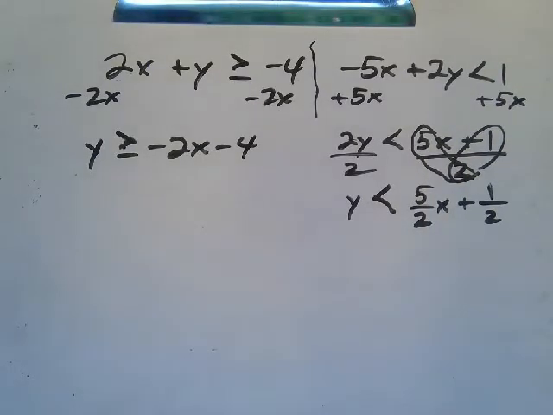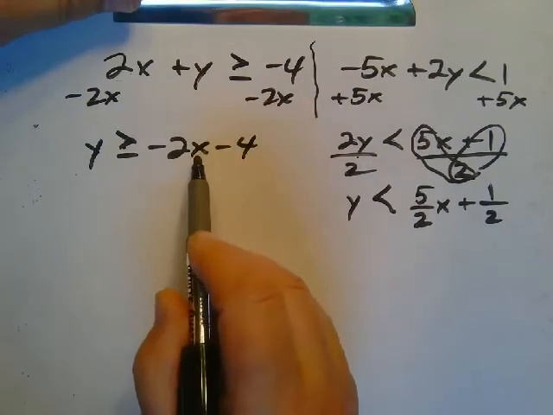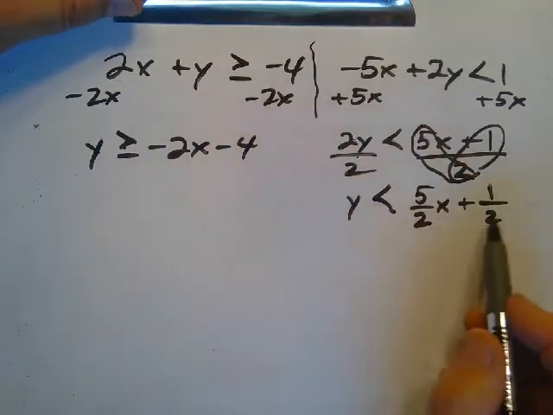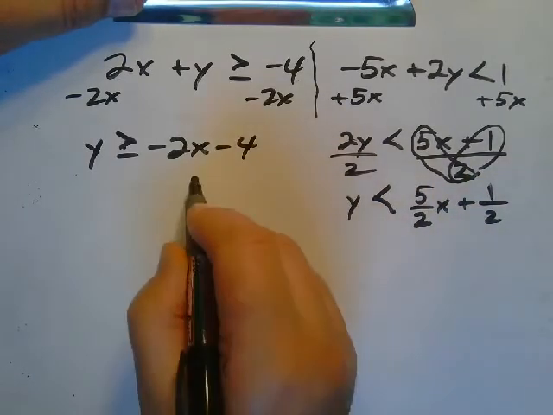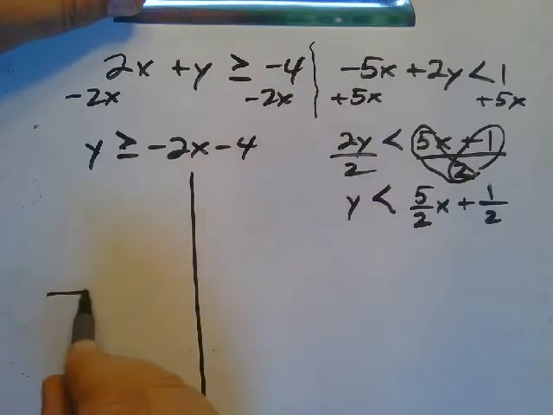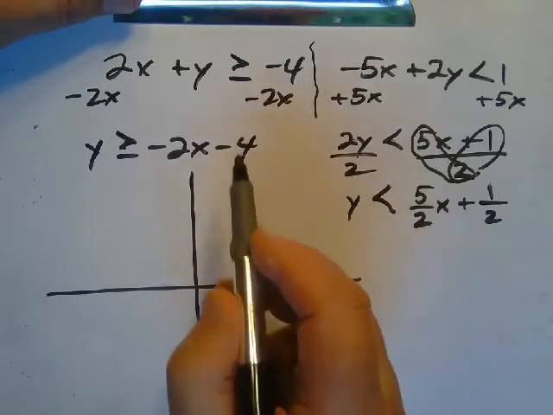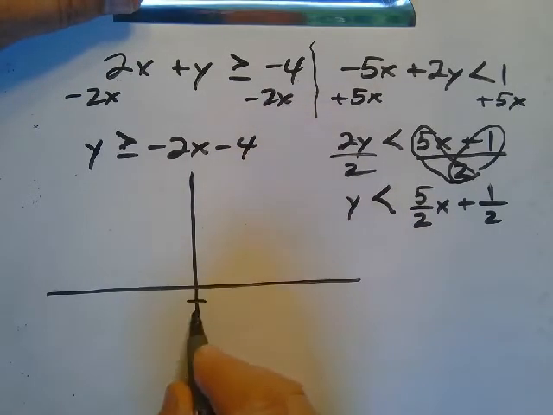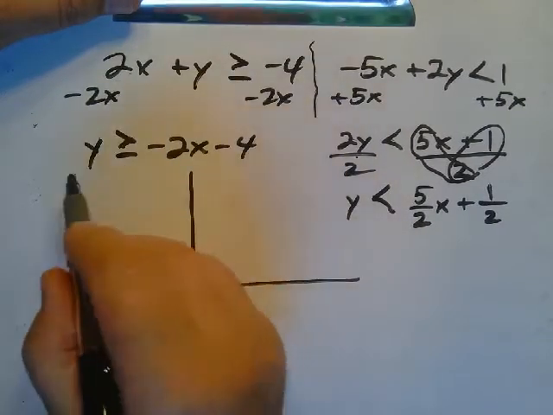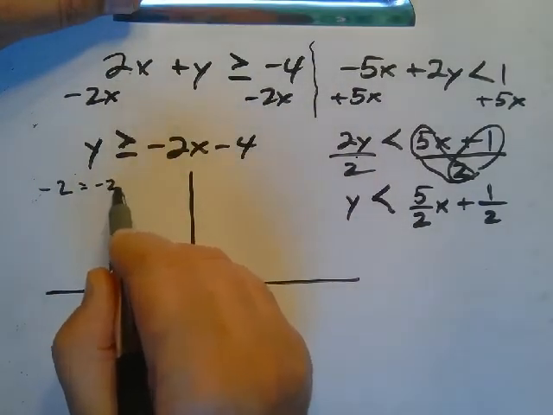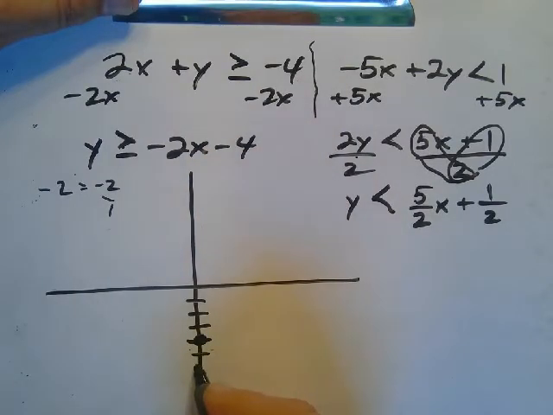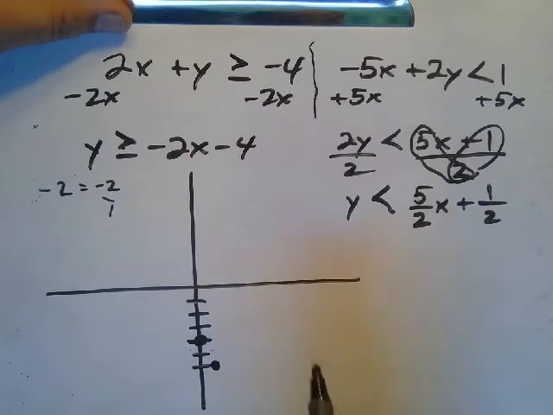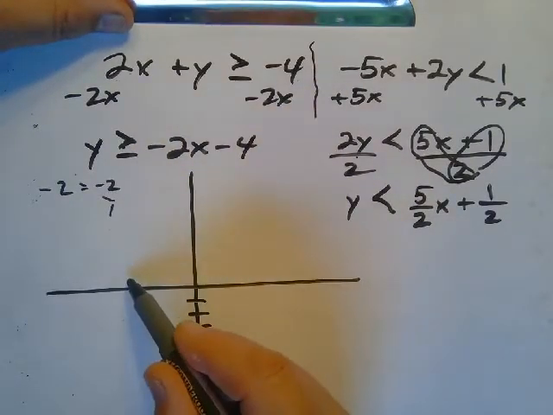Now we've got two inequalities here, and we're going to go ahead and graph both of them. This one's going to be pretty easy because it's just whole numbers, but we're going to have some fraction work here, make our graph a little bit more challenging, but not impossible. All right, we're going to start with the y-intercept, negative 4. Slope is negative 2. Well, negative 2 is equal to negative 2 over 1. So a rise of negative 2 and a run of 1. There it is. I've got an equal sign, so I want a solid line here.